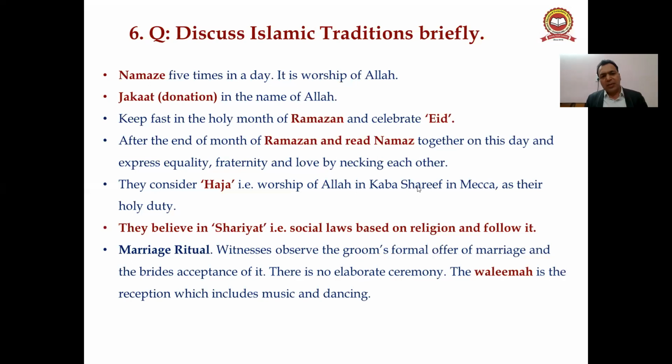And they believe in the Shariat. What is Shariat? Basically a social law based on the religion, and they follow it. What are the marriage rituals in Islamic traditions? The groom gives a formal invitation or formal offer for marriage, and the bride has to accept it. After that, there is the Walima reception, which includes music and dancing. So in this question you have to write all this about the Islamic community and Islamic traditions, right guys?